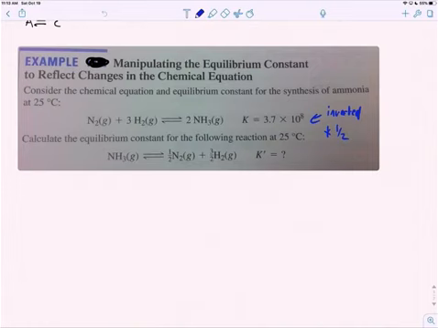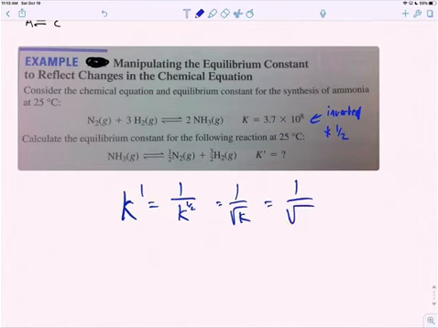Okay, what are you doing? You're inverting the equation, so you have ammonia on the left and nitrogen and hydrogen on the right, and also you're dividing by 2. You're inverting it and dividing by 2. Dividing by 2 is the same thing as multiplying by a half. So our new equilibrium constant is going to be 1 over the old one raised to the 1/2 power, which is 1 over the square root of K, which is 1 over the square root of 3.7 times 10 to the 8th.